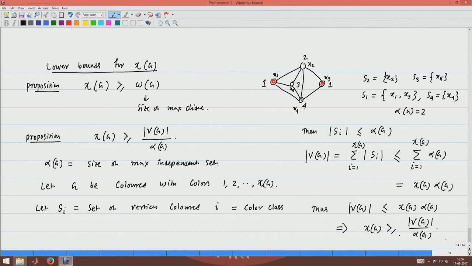So, this is another lower bound, and of course, sometimes it works well, and sometimes this is a very loose lower bound. We talk about one such example in the next lecture.